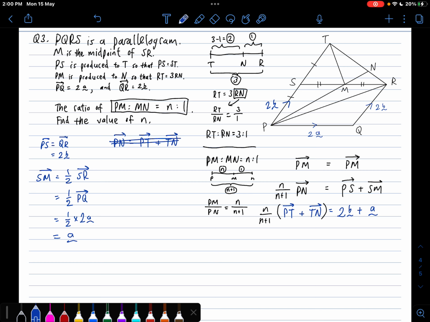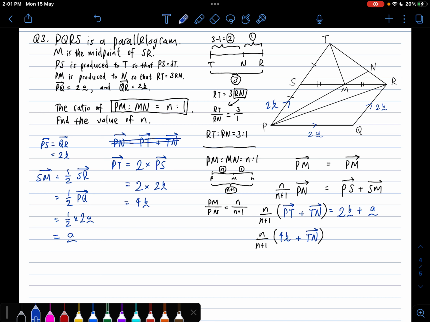How do I find out what is vector PT? Very simple, because they told us that PS equals ST. It was given. That means that all we need to do is to double the vector PS. We already found out PS was 2b. So we just have to double it, because there's a 1-to-1 ratio. So this entire length will be 2 units, double that of the first 1 unit. So we double vector PS, which is double of 2b, which is then 4b. Very good. We have our vector expression for PT, which is 4b.